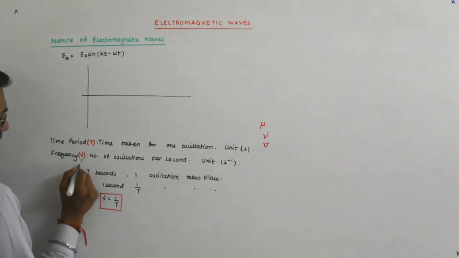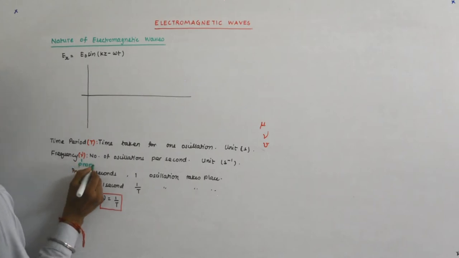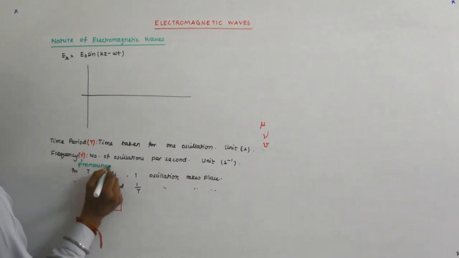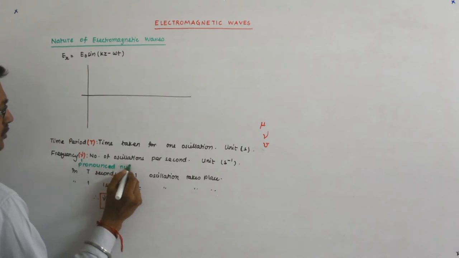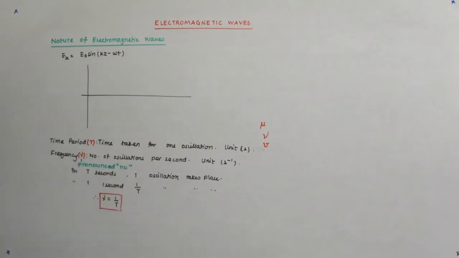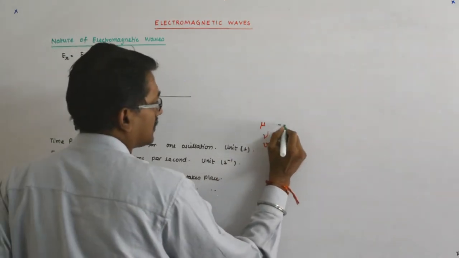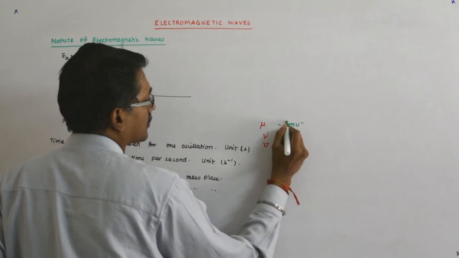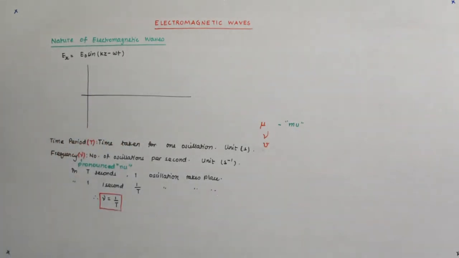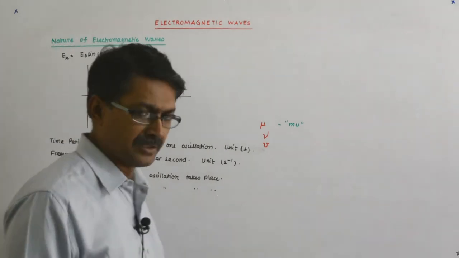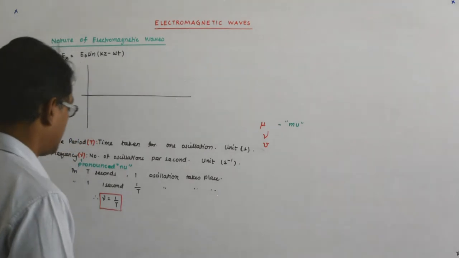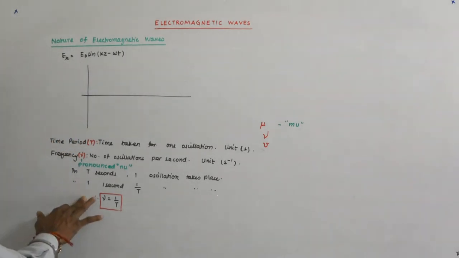Nu. Okay. This is pronounced nu. Understand? This is mu. The thing that you use for microseconds, that's why the sound is m. Okay. So nu is equal to 1 upon T.